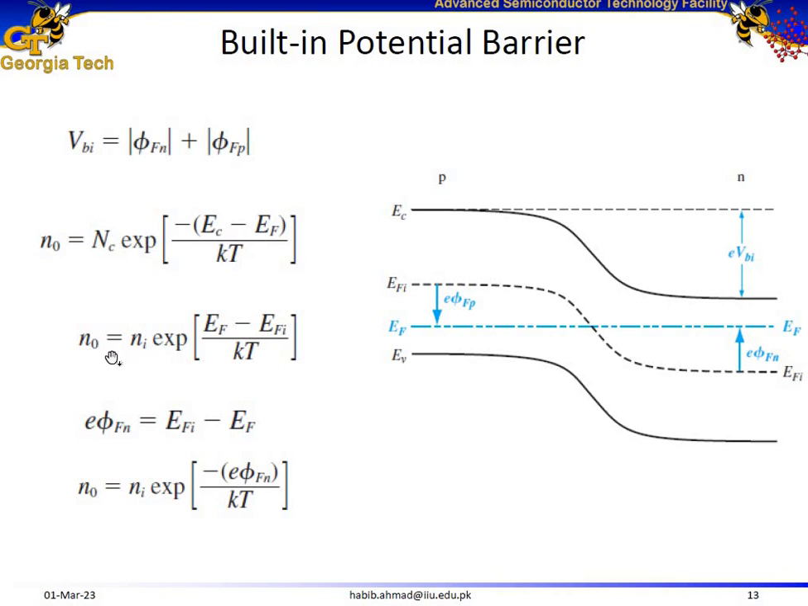N naught can also be calculated in another way, it is equal to Ni, the intrinsic carrier concentration of a semiconductor. Intrinsic carrier concentration means the carrier concentration, or the electrons and holes concentration, in a semiconductor when it is not doped. So let me ask you a question, and you will have to deal with this number again and again, so that's why I'm asking you. What is the intrinsic carrier concentration for silicon at room temperature?